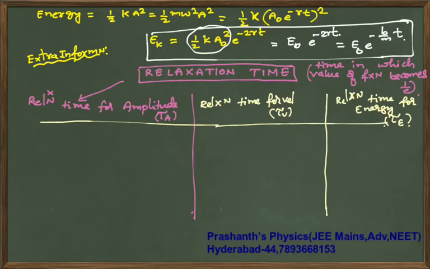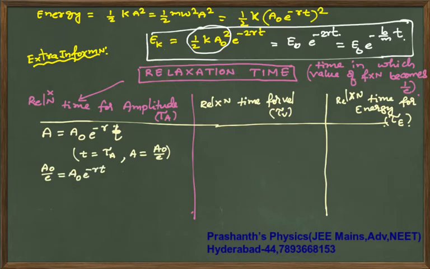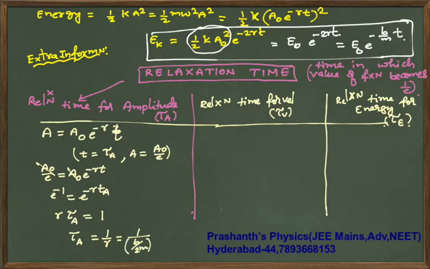If you take this part, your amplitude A is equal to A naught times e power minus gamma into t. At time t equal to tau A, amplitude A becomes A naught by e. So A naught by e is A naught times e power minus gamma tau A. A naught will cancel off. E power minus 1 is e power minus gamma tau A, so gamma times tau A is equal to 1. Tau A is 1 by gamma, but gamma is b by 2m, since 2 gamma is b by m. So that will give you 2m by b.